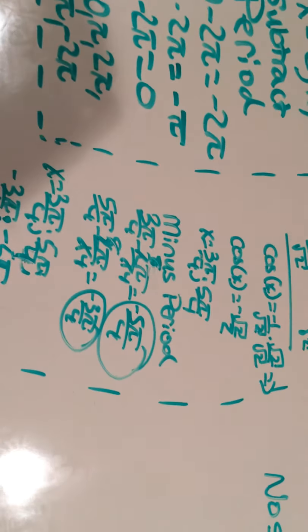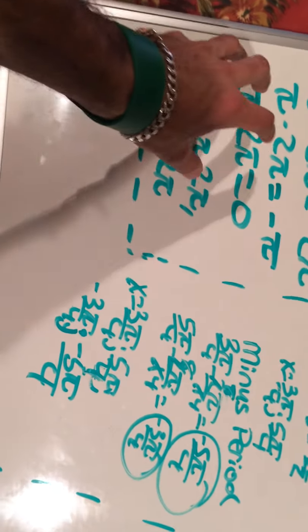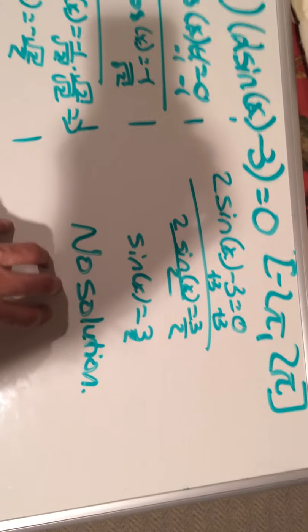This piece, we already got the 4 solutions from here. This piece, we got the 5 solutions. So in total, the solutions are these 5 and these 4. But be sure you write no solution on this part. Let me zoom out so you can see the whole thing.